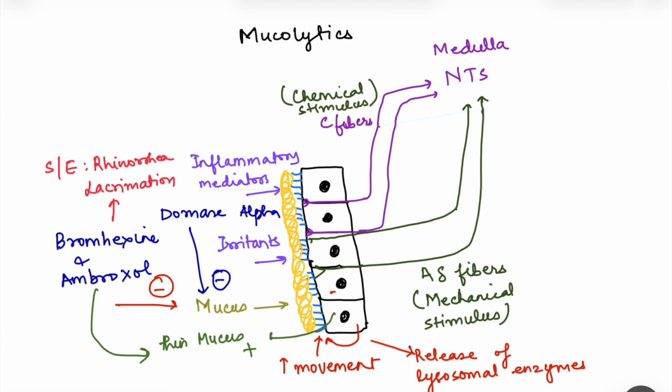Then we have the other drugs, that is bromhexine and ambroxol. Bromhexine and ambroxol also break down the mucus. They also stimulate the epithelial cells to secrete thin mucus.